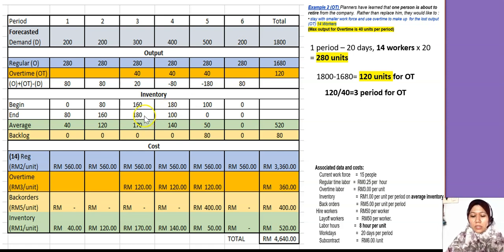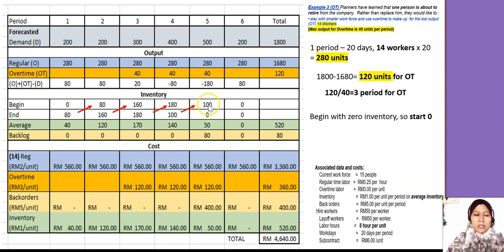So now we start to do the inventory. Again, begin, start with 0. And for this one we have 80, so at the end we get 80. So 0 plus 80, 80. So bring 80 to the next period. 80 plus 80, 160. Next period, 160 plus 20, 180. Next period, 180 and then minus 80. So 100 left at the end.